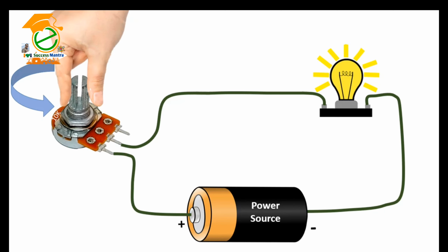Potentiometers have 3 pins to create a voltage divider, which is basically 2 resistors in series.